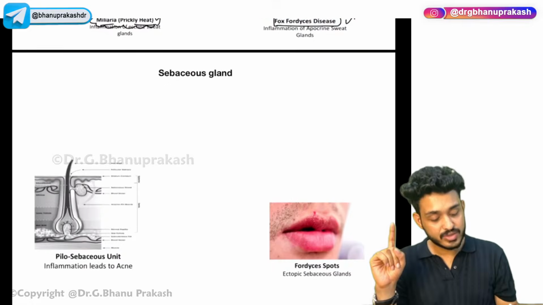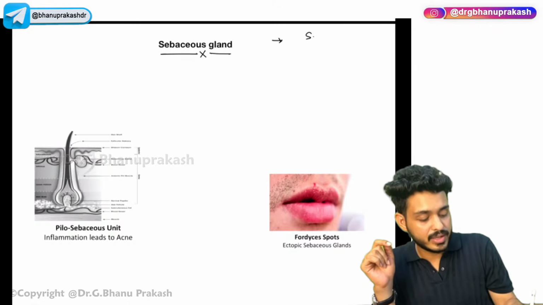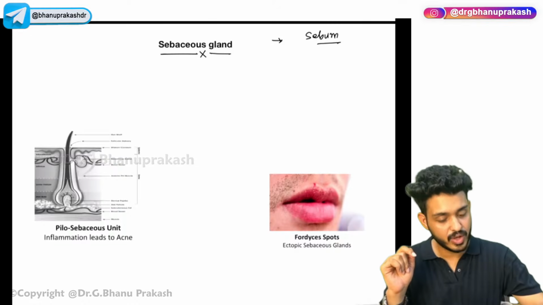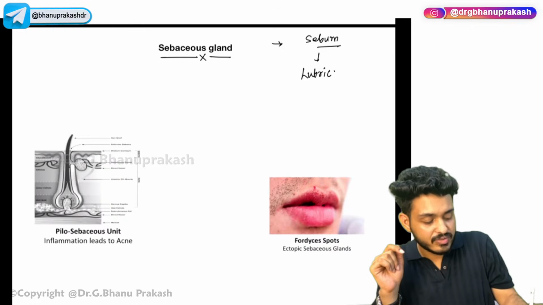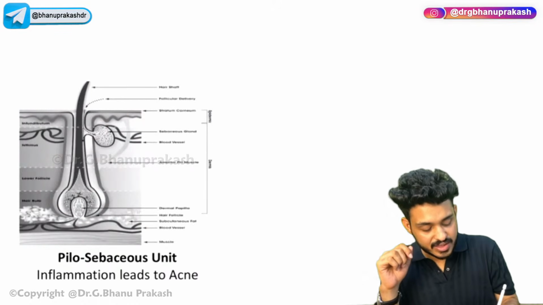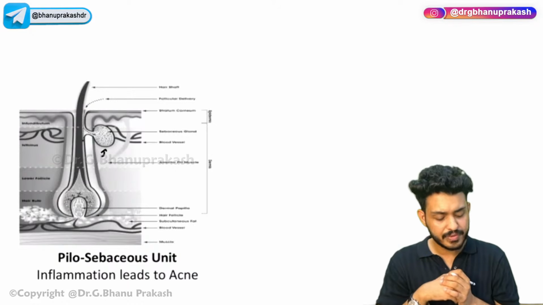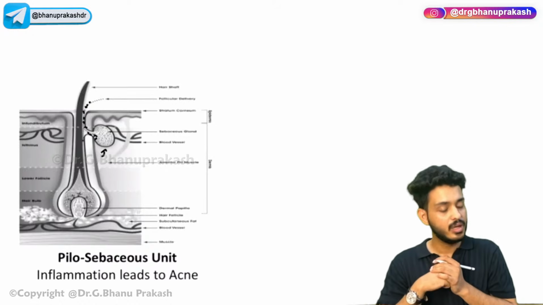Now let's talk about the sebaceous glands. Sebaceous glands will be releasing what, sir? We have already discussed. It will be releasing sebum, and sebum is responsible for lubrication. Do you know how acne is forming? Just look here, you will understand. So this is your sebaceous gland. What will it be making, sir? It will be making some sebum, and that sebum will be coming around the hair follicle.